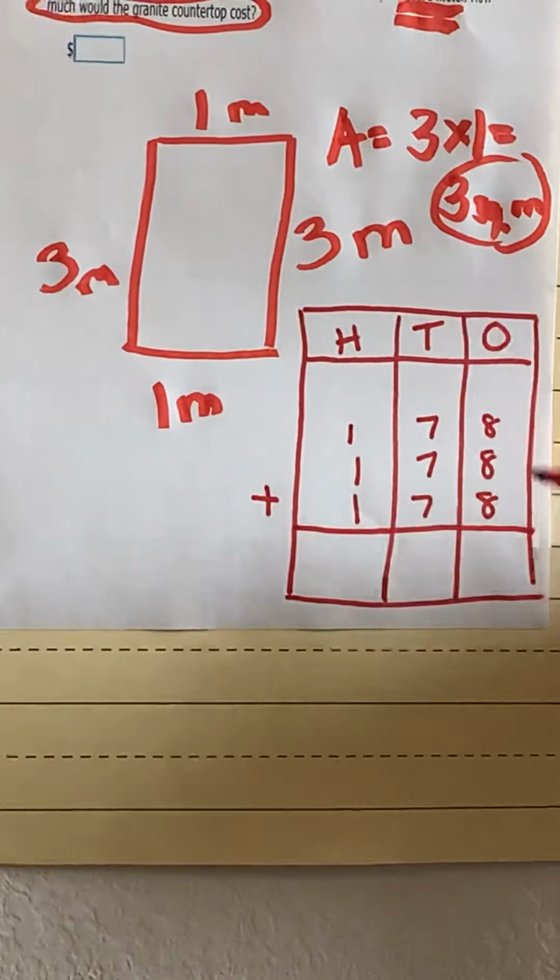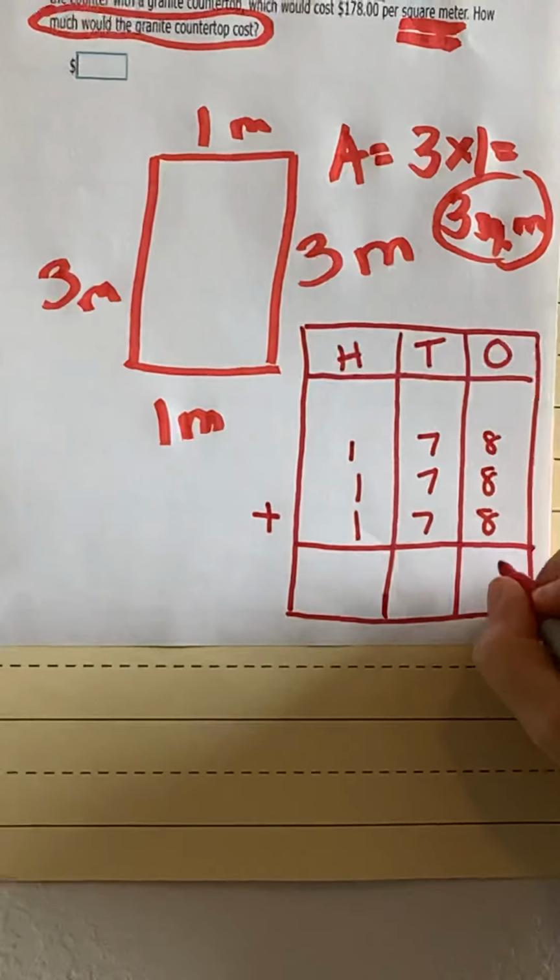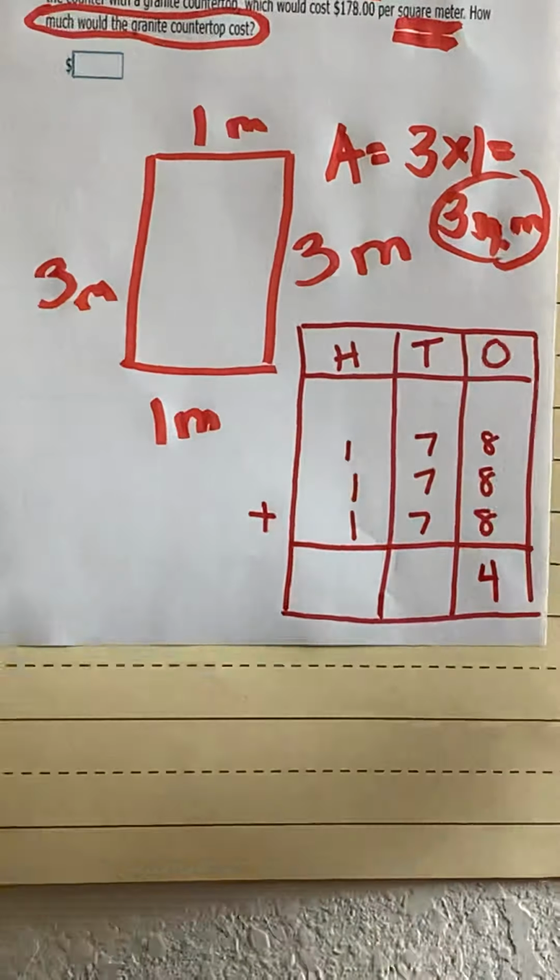Okay, let's see what we got. So in our ones category, we have 3 8s: 8, 16, and 24. That's 4 ones, and we're gonna bring up those 2 tens and put them in the right category. Awesome. So we have 3 7s: 7, 14, 21, 22, 23, which gives me 3 tens, and we get 2 hundreds, and then we have 2, 3, 4, 5, 534. Don't forget the most important thing. They ask how much would it cost. This was in dollars, $534. We can put it in our answer box. Beautiful.